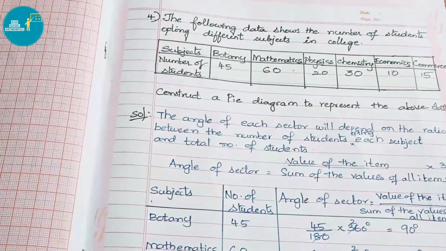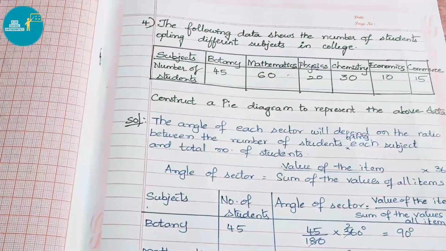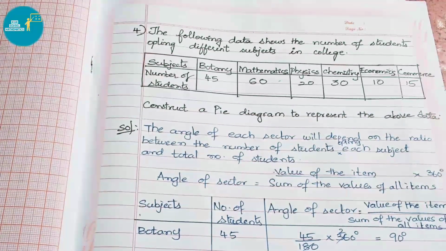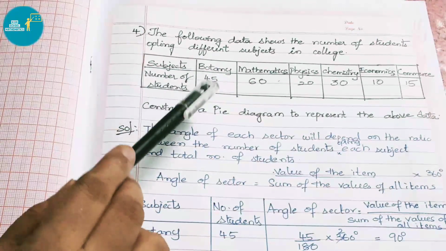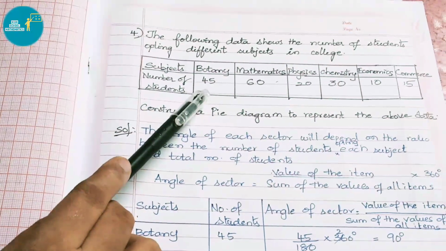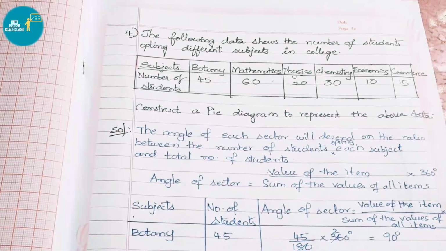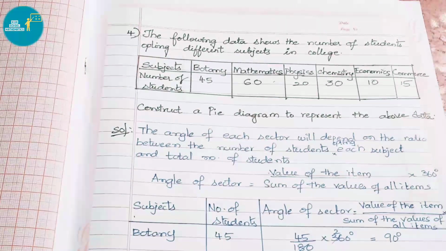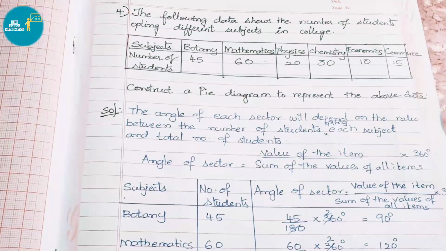See now question number 4. The following data shows the number of students opting different subjects in college. Here in this tabular form they have given subjects and number of students, 2 columns. See here, botany 45 students, mathematics 60, physics 20, chemistry 30, economics 10 and commerce 15 students. Now we have to construct a pie diagram to represent the above data. Let us see the solution.